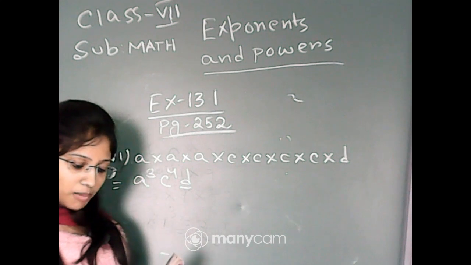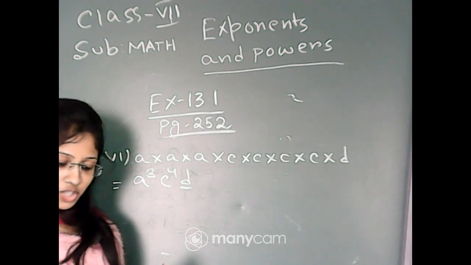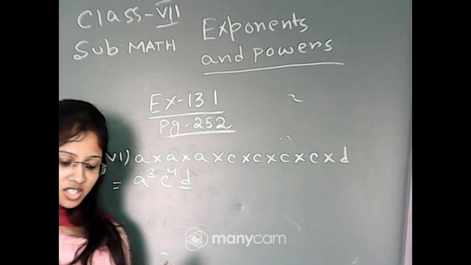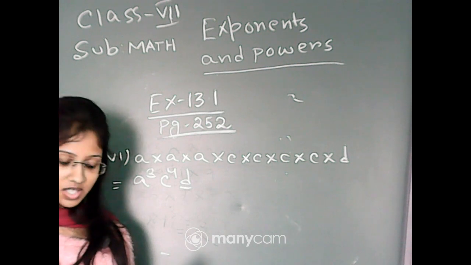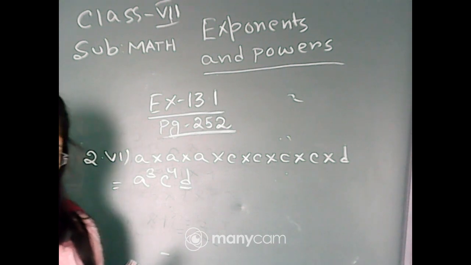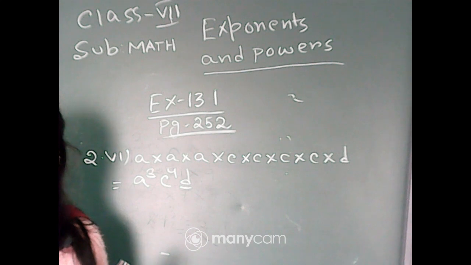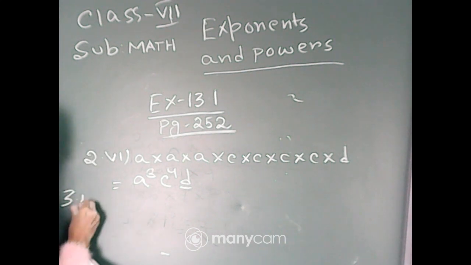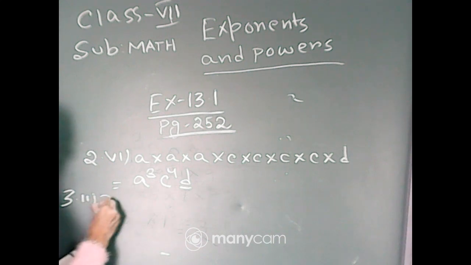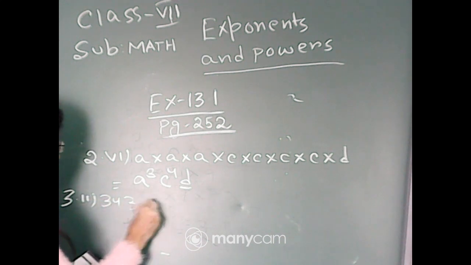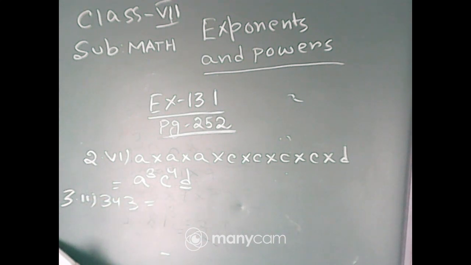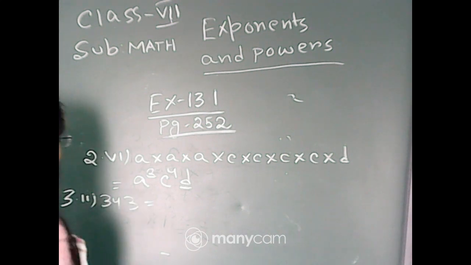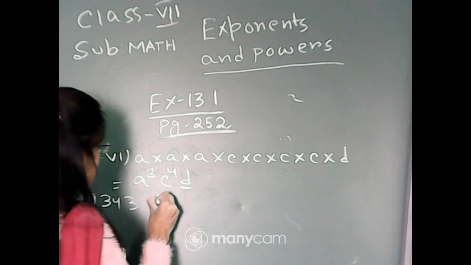Next, question number 2 of 3. Express each of the following numbers using exponential notation. And here the given number is 343. We have to write this number using exponential notation.